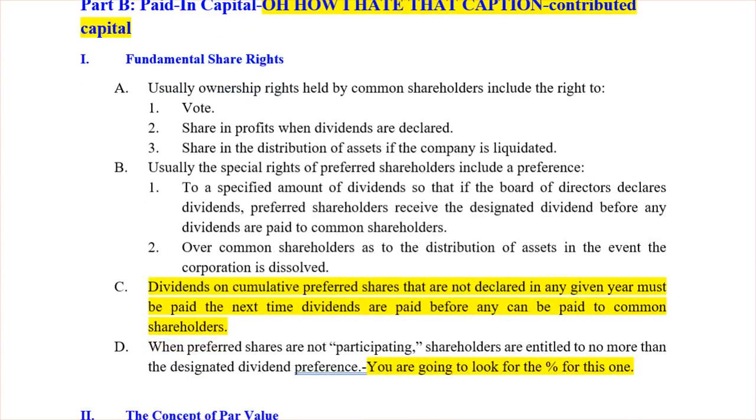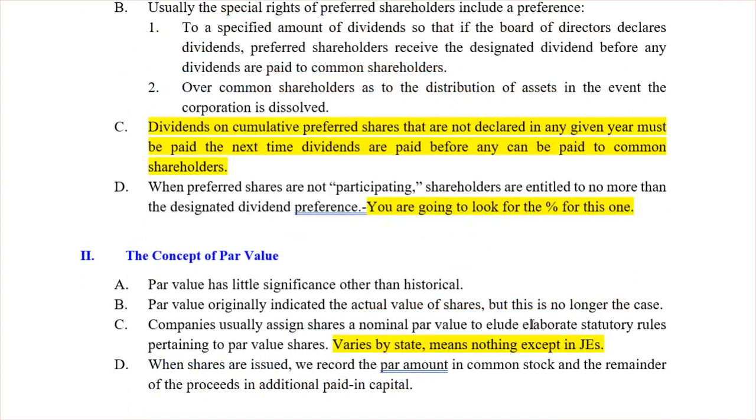When preferred shares are not participating, the shareholders are entitled to no more than the designated dividend preference. And this is just the definition of what participating is. I said you don't have to be concerned with it. As far as I'm concerned, we are only going to say non-participating, and I'm going to have you look at the percentage. What they're saying here is if preferred shares are participating, they could actually get more than the percentage. And if they are participating, then that means the common will get less and they'll get even more than that percentage. That's all you need to know.